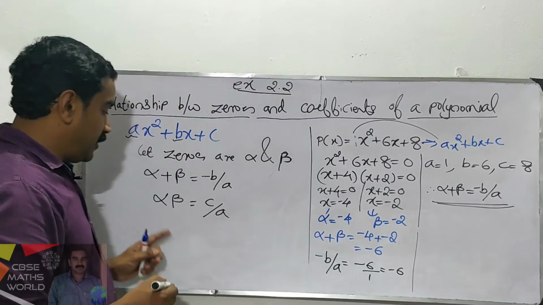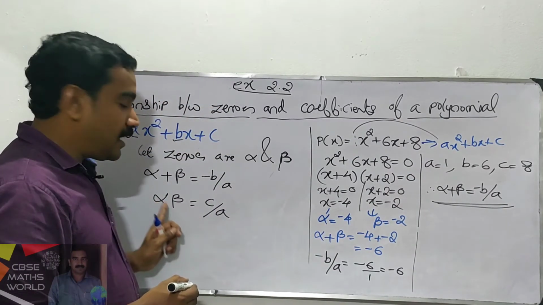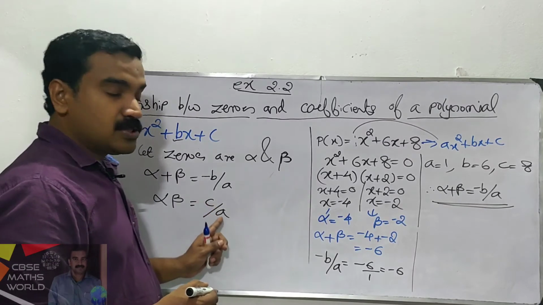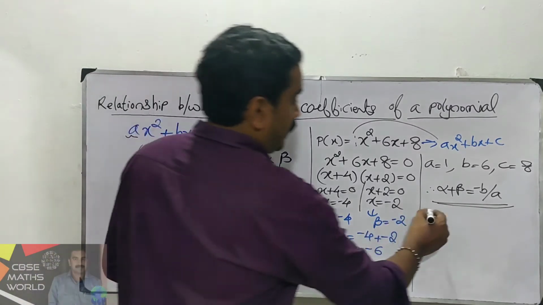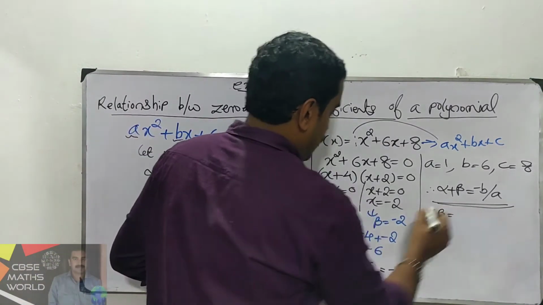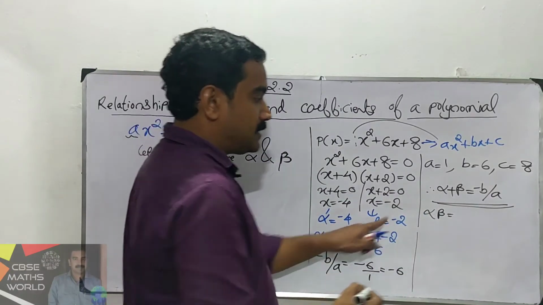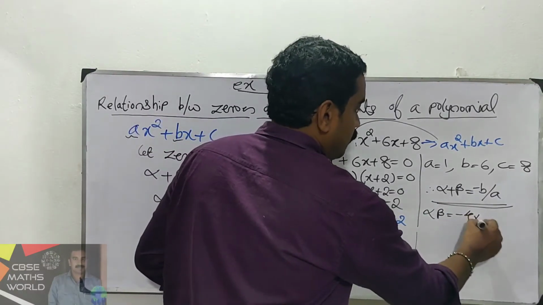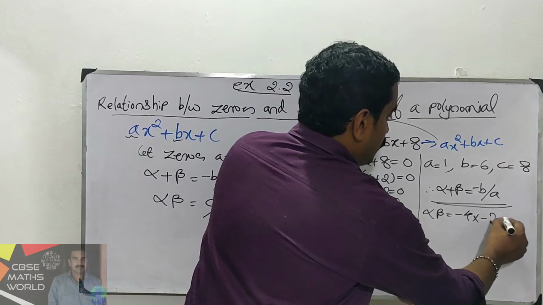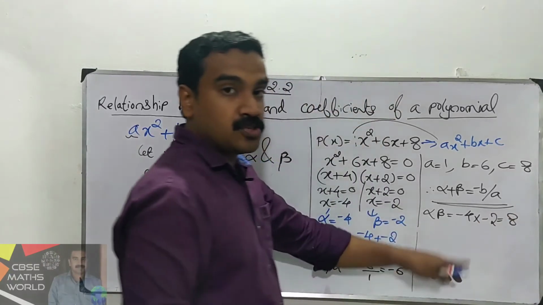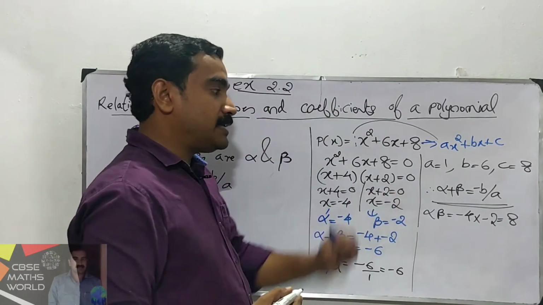One more thing we want to verify, what is the product of the zeros, that is alpha into beta must be equal to what, c by a. And we are checking what is alpha into beta. Alpha is minus 4, beta is minus 2, that is minus 4 into minus 2. What is minus 4 into minus 2? Minus into minus is positive, that is 8. Alpha into beta is 8.